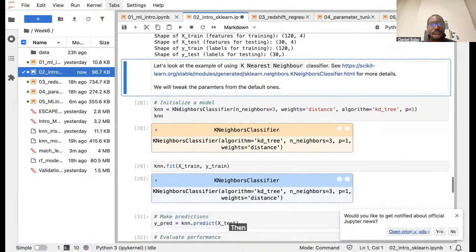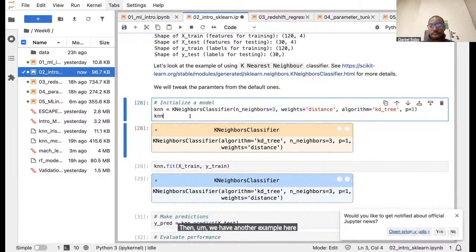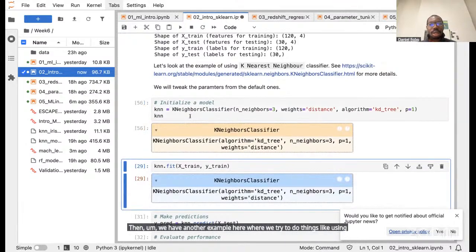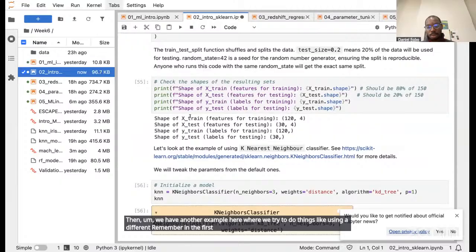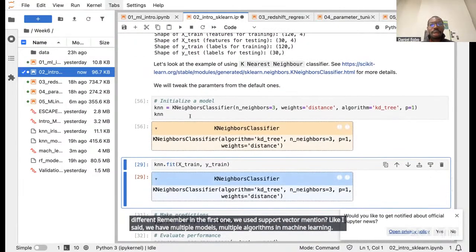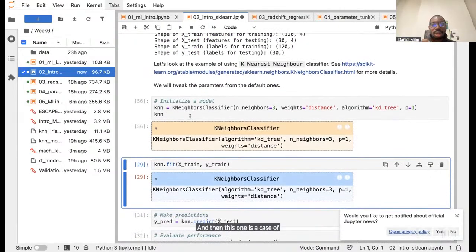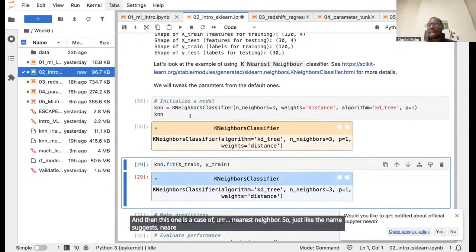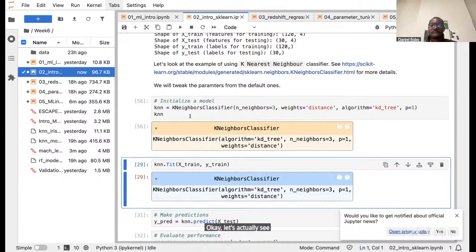Then we have another example where we use a different model. Remember in the first one, we used support vector machine. Like I said, we have multiple models, multiple algorithms in machine learning. This one is a case of nearest neighbor. Just like the name suggests, nearest neighbor looks at this data set and the features and begins to see how they all relate to each other.